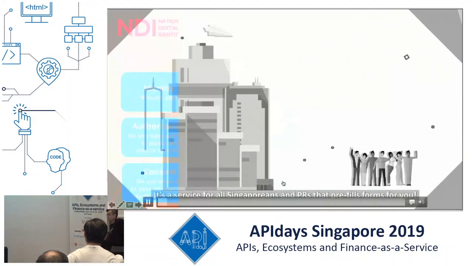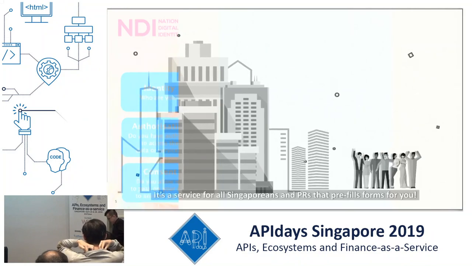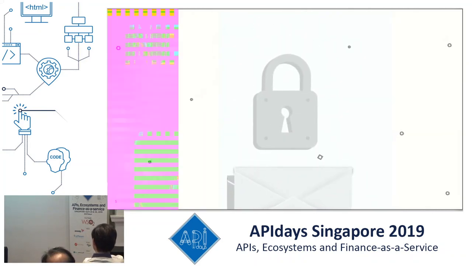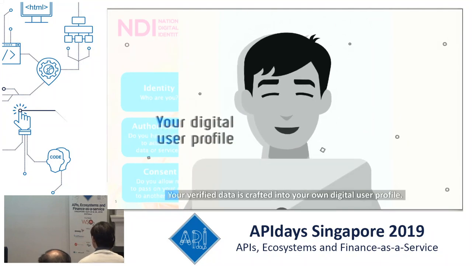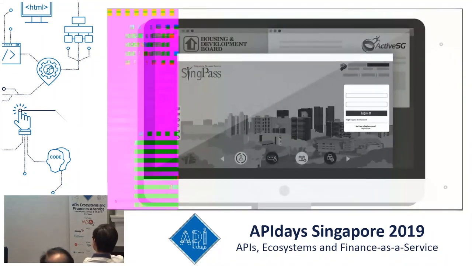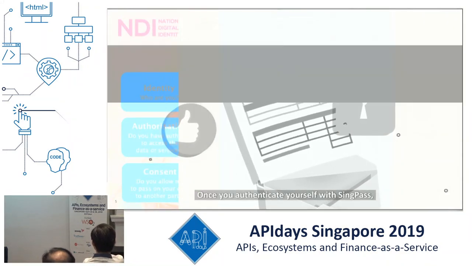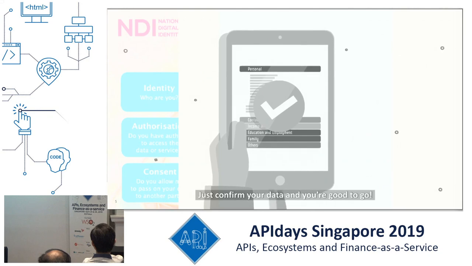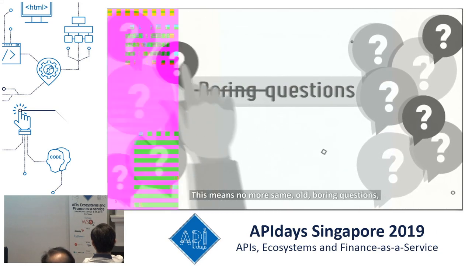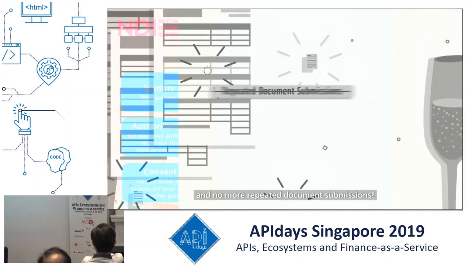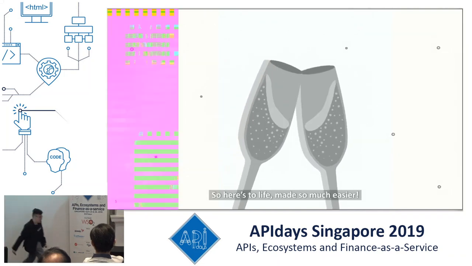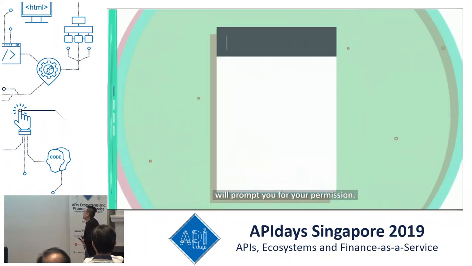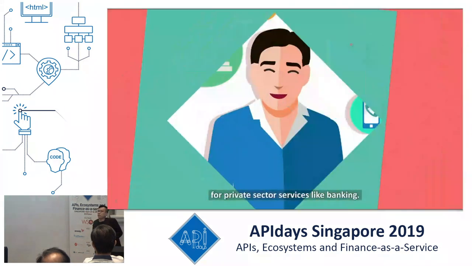MyInfo. It's a service for all Singaporeans and PRs that pre-fills forms for you. Anyone with a SingPass account can use this time-saving feature. Your verified data is crafted into your own digital user profile. Once you authenticate yourself with SingPass, you can use your digital profile across a wide range of services. Just confirm your data, and you're good to go. This means no more same old boring questions, and no more repeated document submissions. So here's to life made so much easier. Any service requiring sensitive information, such as your finances, will prompt you for your permission. You can also use MyInfo for private sector services like banking.